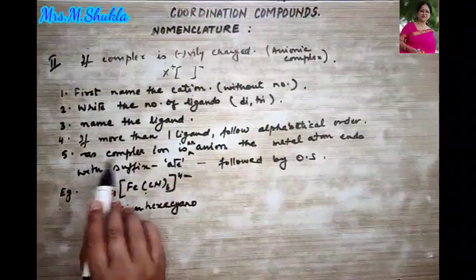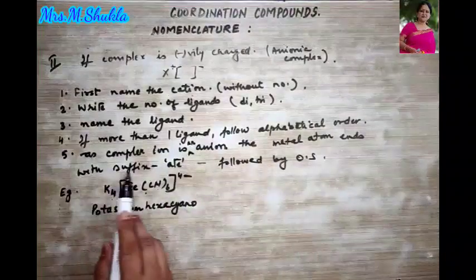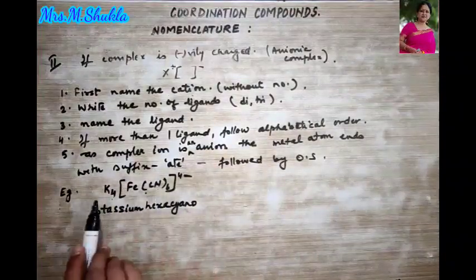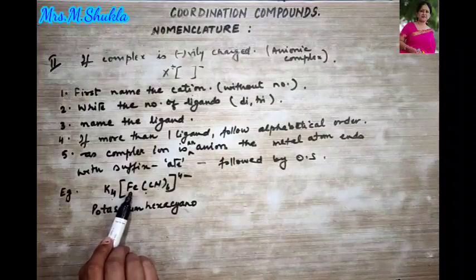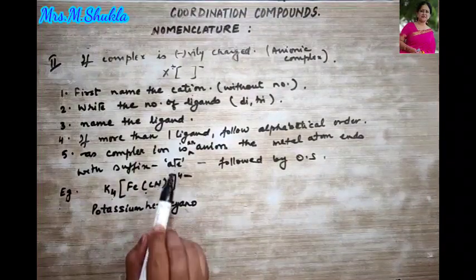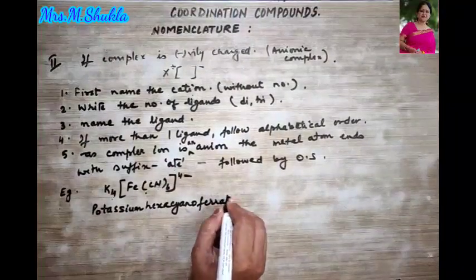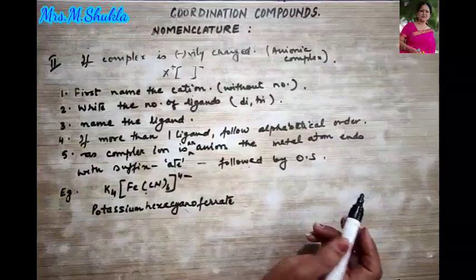Now the fifth point, as the complex ion is an anion, the metal atom will end up with the suffix ate. So what is the metal atom over here? Central metal atom is ferrum. It has to end up with ate. So what do we write over here? Ferrate. Then followed by the oxidation state.